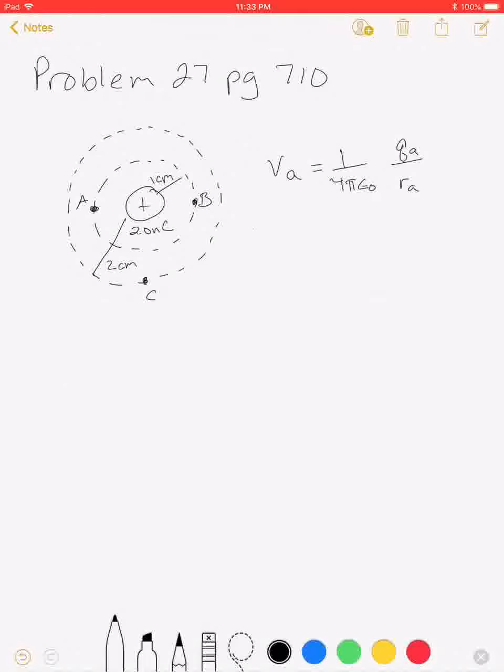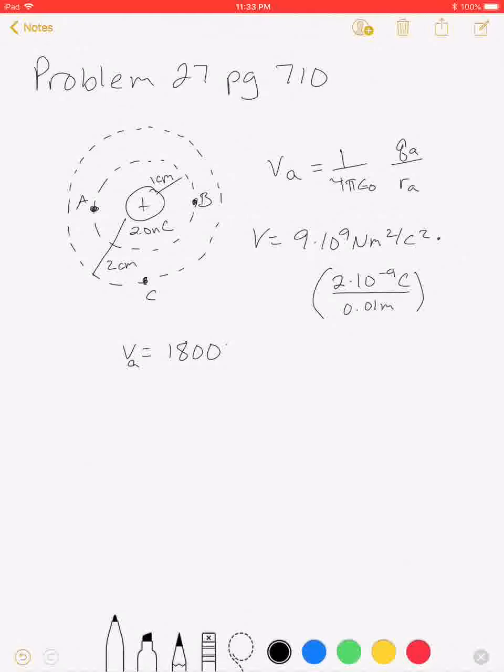Okay, so in this case, we're going to start plugging in numbers. 1 over 4 pi epsilon naught is the same thing as K, which is 9 times 10 to the 9th Newton meters squared per coulomb squared. Then we're going to take this number times the charge. That's going to be 2 times 10 to the minus 9th coulombs. And that's going to be divided by the distance from the charge, which in this case is 1 centimeter, so 0.01 meters.